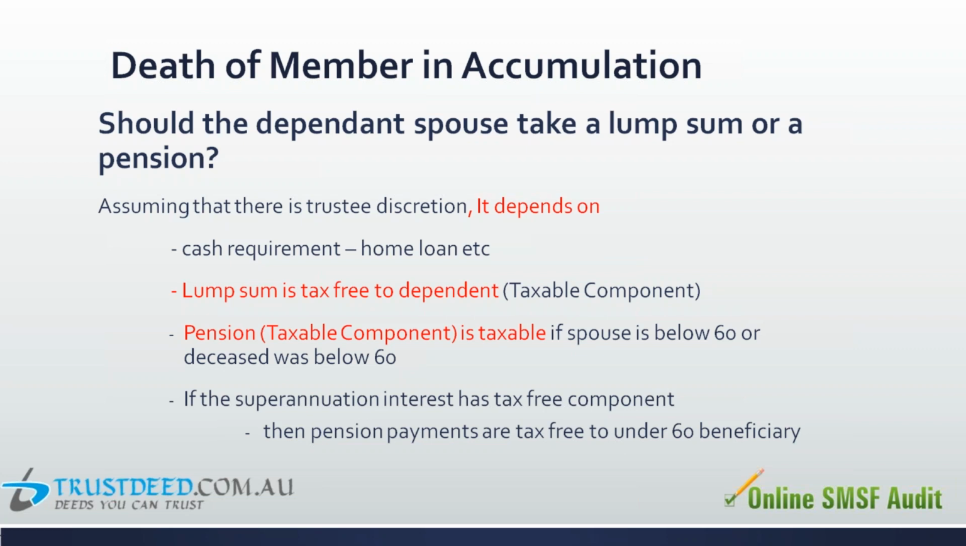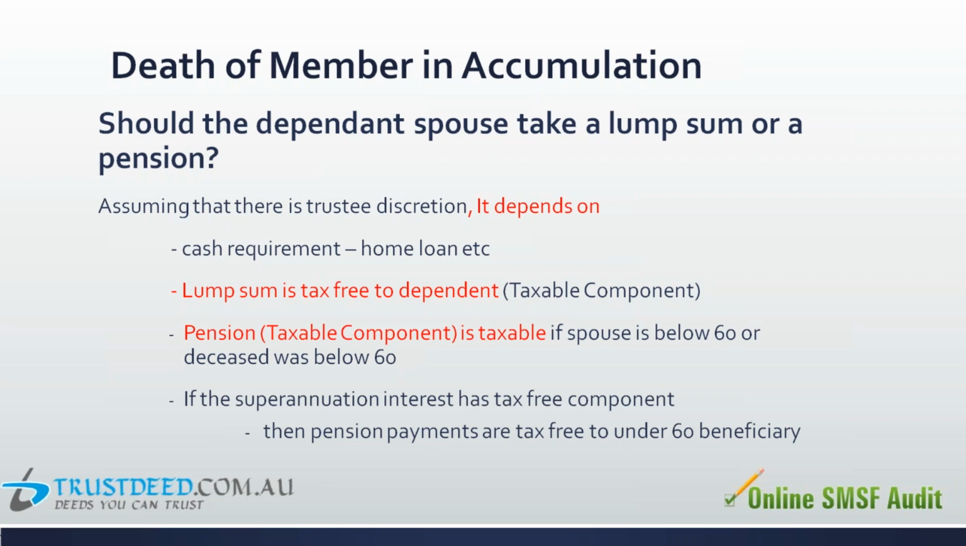If the remaining trustee is other than the beneficiary, then it's quite possible that the trustee may have their own mind. We discussed whether the remaining spouse should take it as a lump sum or a pension. We have to look at the cash requirement, whether there's a home loan, things like that, whether they need money or not. And like I said earlier, you can do a mixture of lump sum and pension. So whatever money is required can be taken out.